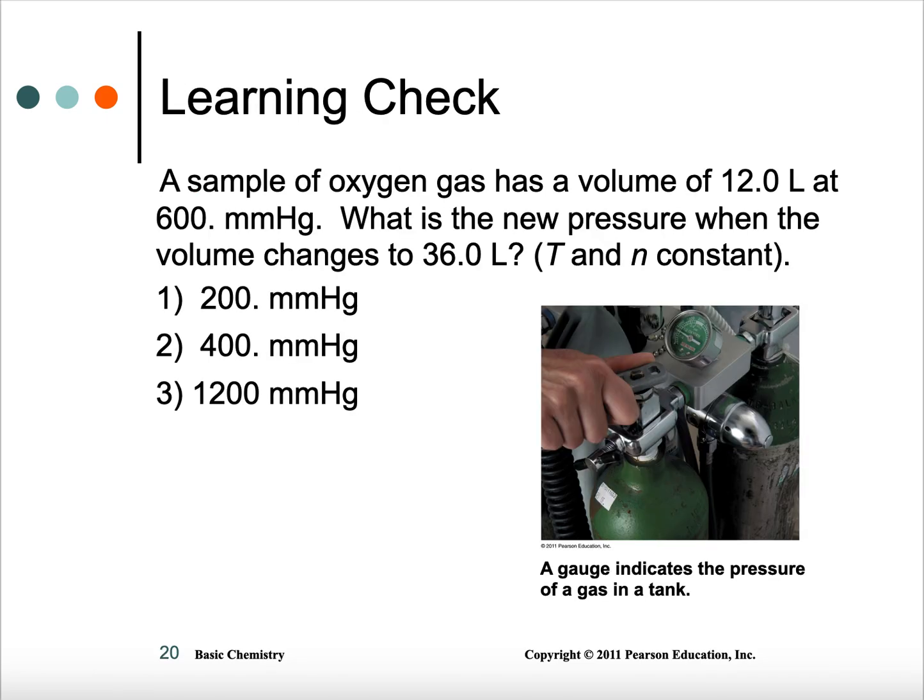Here's the last one. A sample of oxygen has a volume of 12 at 600 mils. What's the new pressure when the volume is 36 liters? Okay, so 12 going to 36. That's tripling, huh? If you triple the volume, and volume and pressure are inverses, then as volume increases, pressure drops by 3. If this went up by 3, pressure is going to drop by 3. So 600 divided by 3 should be 200. And it is. That's how it works. Okay? So I hope that helps.